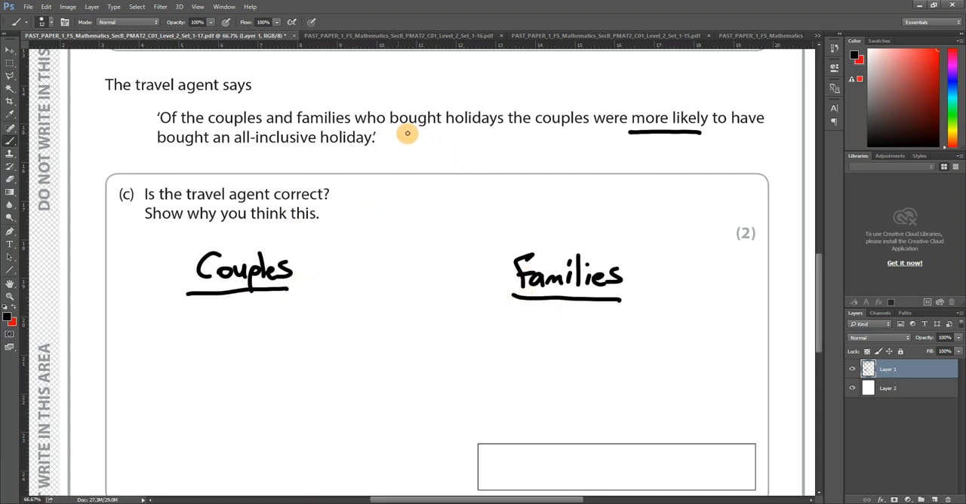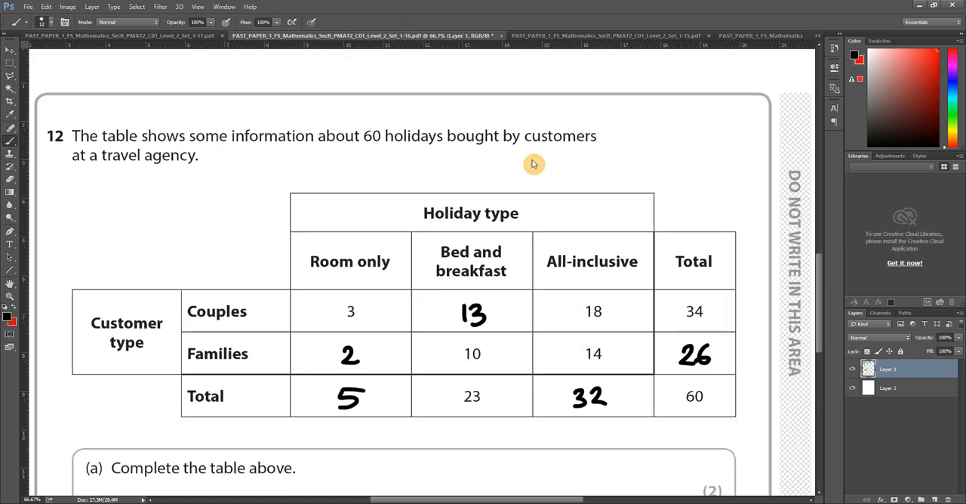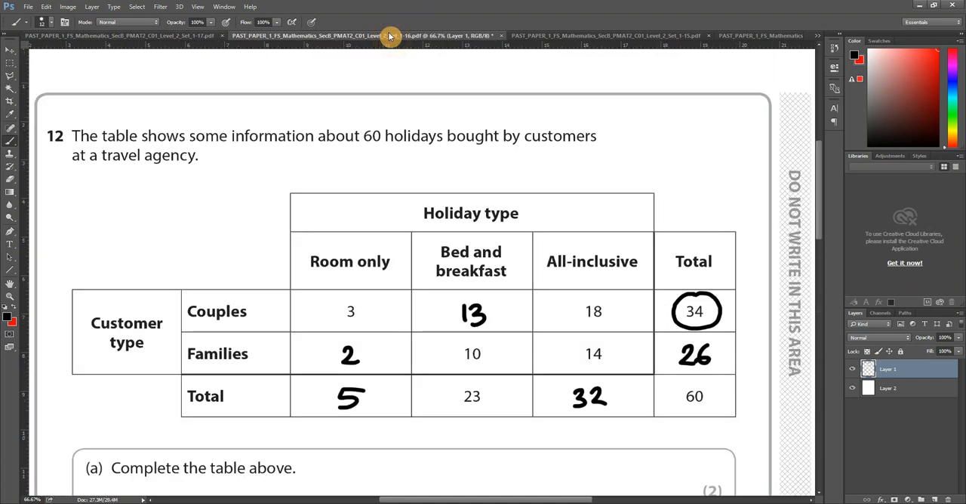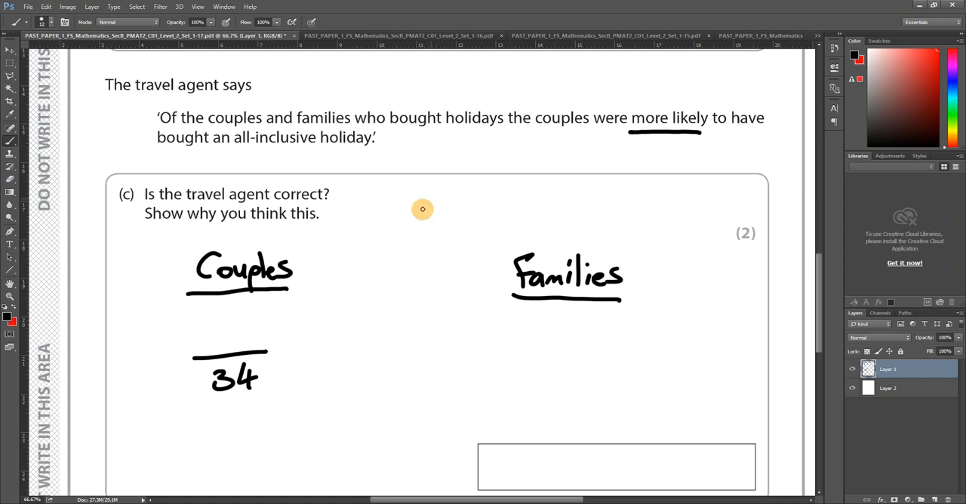So from the couples who bought holidays, that's who we're picking from. So couples who bought holidays were these guys. Yep, so it's everyone who bought a holiday. So all the couples who bought holiday is out of 34. That's the first step. So definitely couples is out of 34. And out of these guys, how many bought an all-inclusive holiday? So from the couples, out of 34, all-inclusive was this one. So that's 18 out of 34. Yep, so that's my fraction.